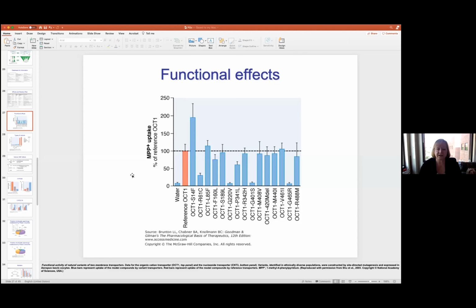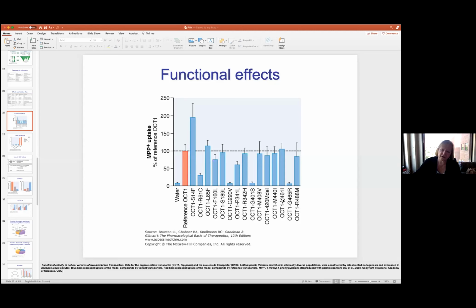And what you can see is that if you set the reference transporter as 100%, the amount of drug transported, MPP taken up, set at 100%, and here's your negative control of water. So nothing was put in. Now we've got these different polymorphisms. Remember, the polymorphisms sometimes are designated, in this case, by the amino acids that are changed.